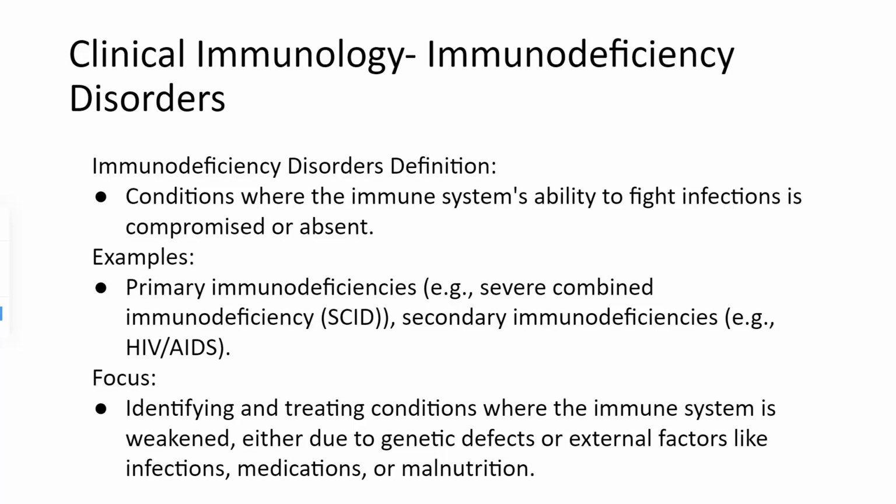Primary are typically something that you're born with. Secondary immunodeficiencies are something you typically acquire. So for an example, HIV or AIDS. The focus in immunodeficiency immunology is identifying and treating the conditions where the immune system is weakened, either due to genetic defects or external factors like infections, medications, or malnutrition.